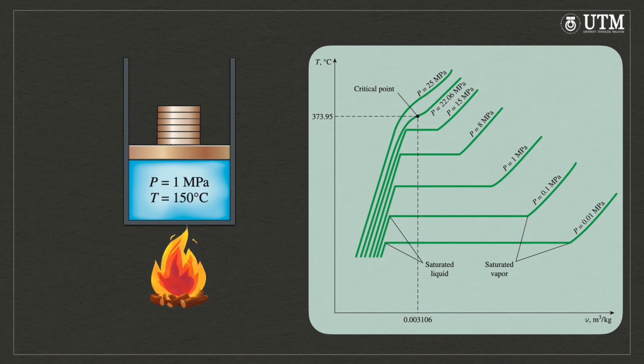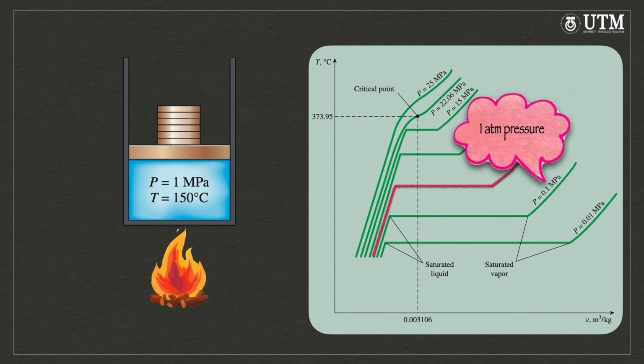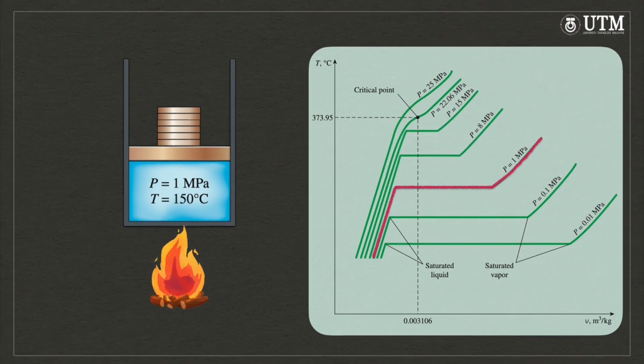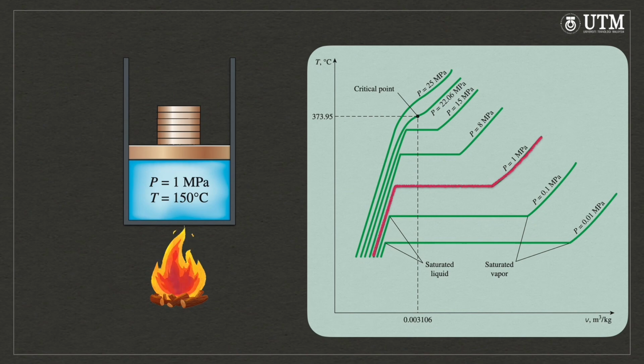As heat is transferred to the water at this new pressure, the process follows a path that looks very similar to the process path at 1 atm pressure. But there are some remarkable differences. The differences that can be seen are: water starts boiling at a much higher temperature of 179.9 degrees Celsius.